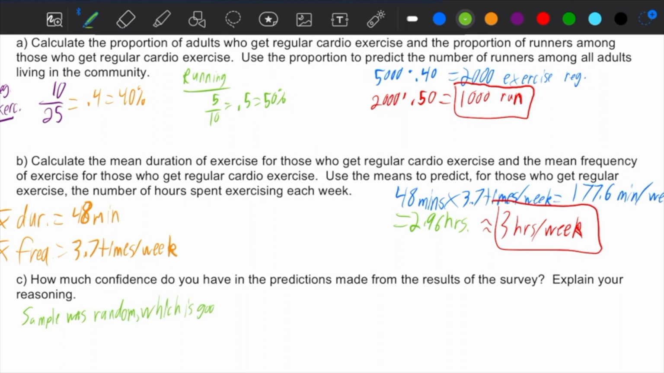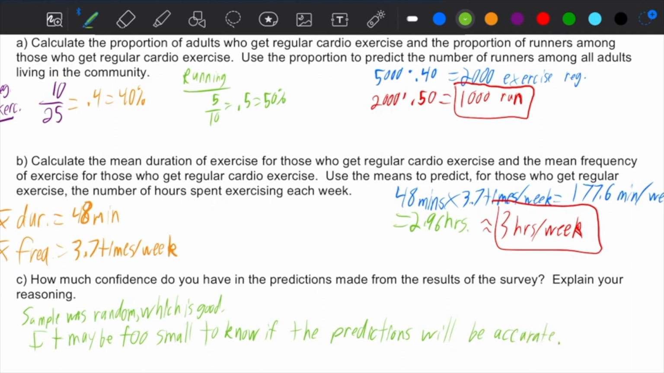However, it may be too small. I was kind of talking about that earlier as well. And the reason it might be too small is you might not be able to know if the predictions will be accurate. So the more and more people you include in your sample, the larger it gets, the more likely it is you'll have accurate results and accurate predictions.